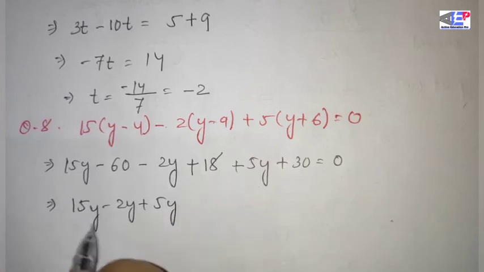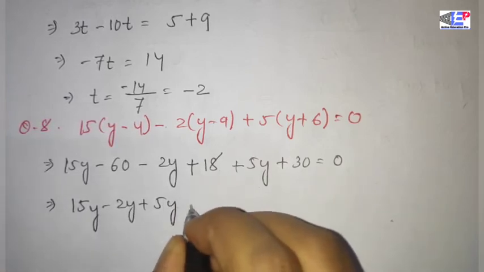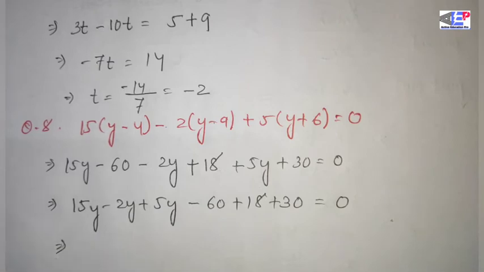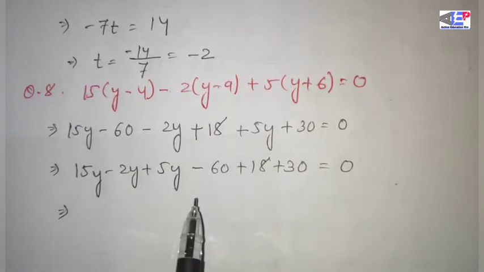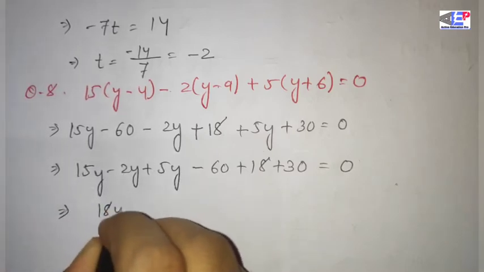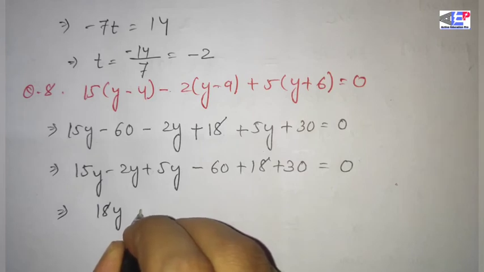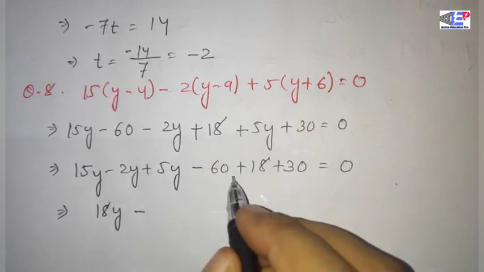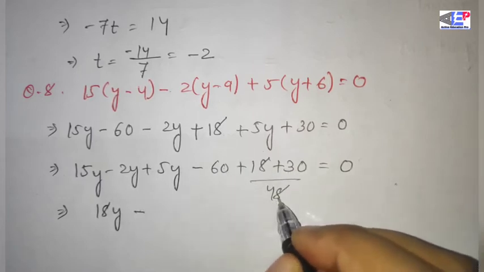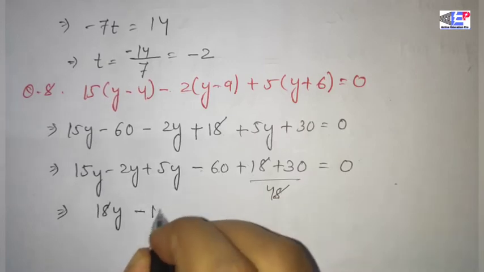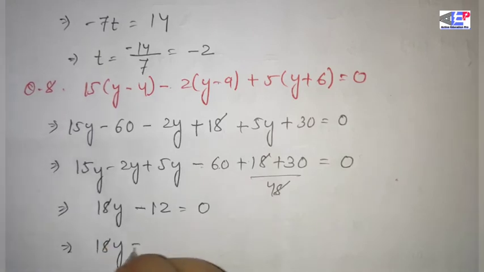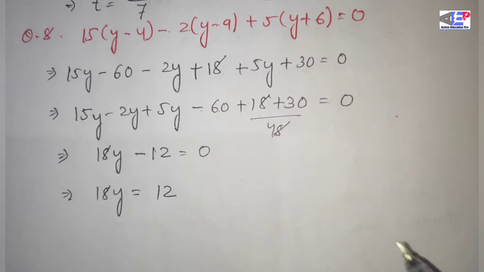First gather the variables together and then the constants. Minus 60 plus 18 plus 30 is equal to 0. As per the addition and subtraction rule of polynomials, it will be 15 plus 5 is 20y minus 2y will be 18y. Then minus 60, 18 plus 30 will be 48, and minus 60 plus 48 will be minus 12, is equal to 0. And here 18y will be plus 12, minus 12 goes to our right side as plus 12.